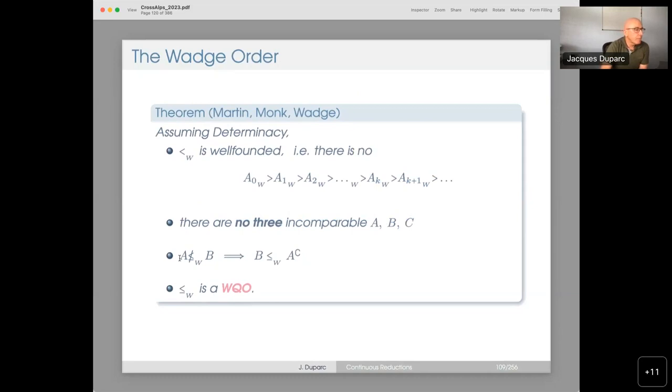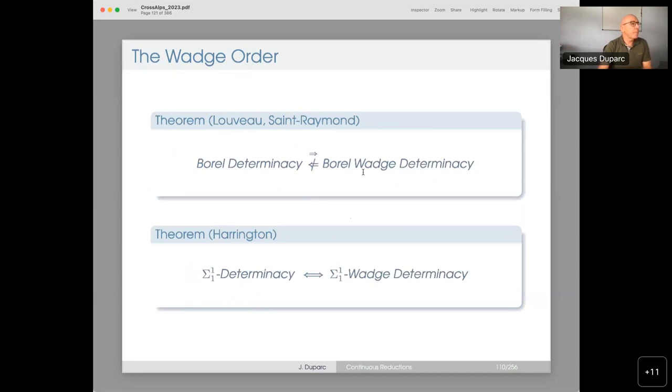This is implied by a wedge lemma that says if A does not reduce to B, then B reduces to the complement of A. If you take this into account and you assume that you have three incomparable A, B, and C, you get a contradiction. So you have no infinite antichain, you have no infinite descending chain like this. So this is a WQO. Okay, so this was well known. Maybe just for the culture.